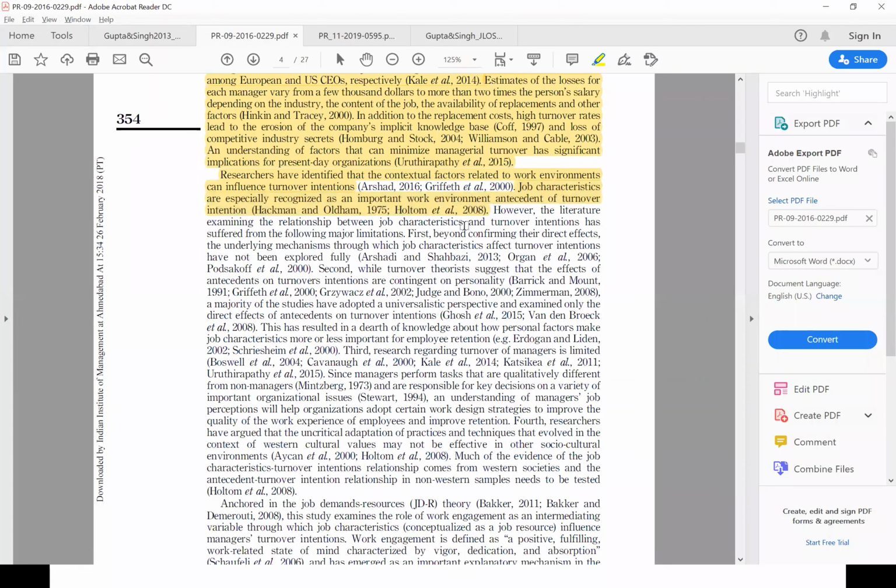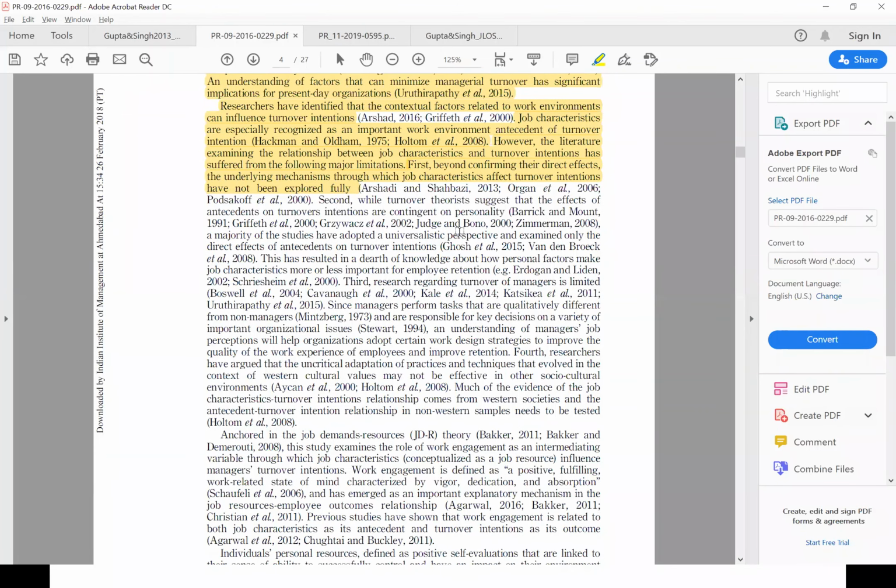However, literature examining the relationship between job characteristics and turnover intentions has suffered from these major limitations. So again, right up front in the introduction, we are saying what we don't know. Beyond confirming their direct effects, the underlying mechanisms through which job characteristics affect turnover intentions have not been explored. That means the process through which job characteristics impact employee turnover has not been studied.